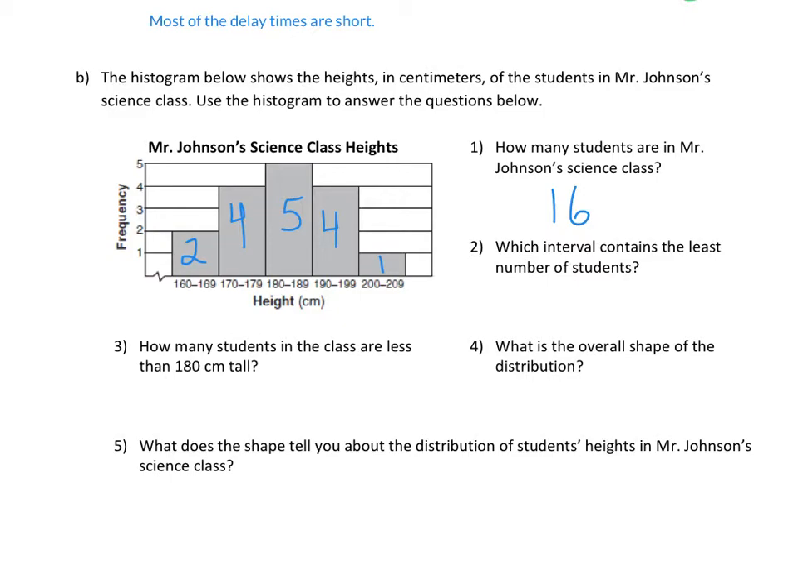Number 2, which interval contains the least number of students? We're looking for the shortest interval. Well, the shortest interval is right here. So our interval, we would write 200 to 209.